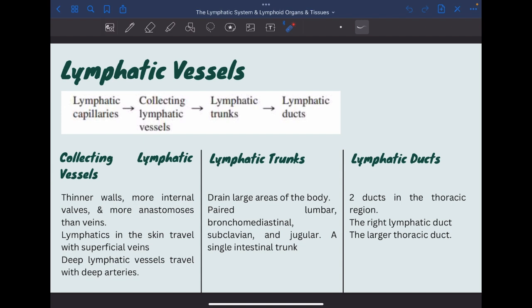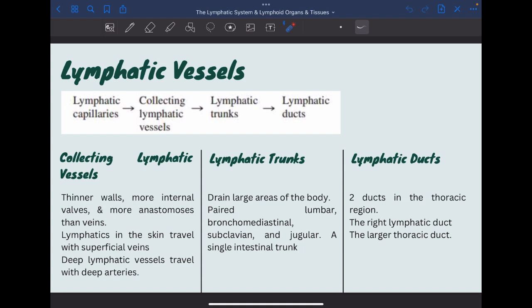These vessels then unite to form trunks. Trunks are basically the part that drains large areas of the body. For the most part, we have the paired lumbar trunk, paired bronchomediastinal trunk, subclavian, and jugular. The only one that is singular is the intestinal trunk, which drains your digestive organs. Finally, everything drains into one of two ducts, either the right lymphatic duct or the larger one, the thoracic duct.